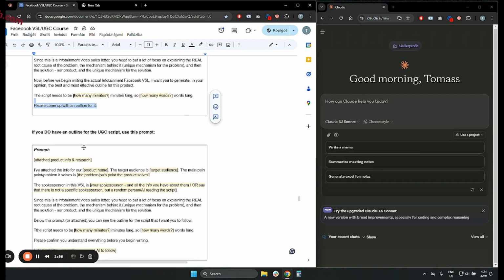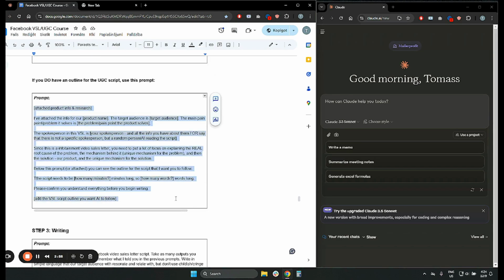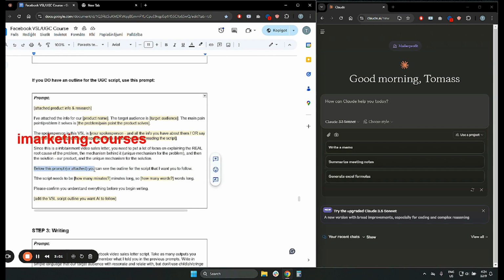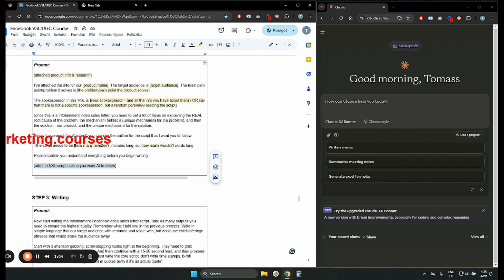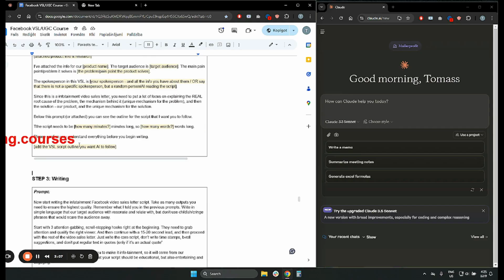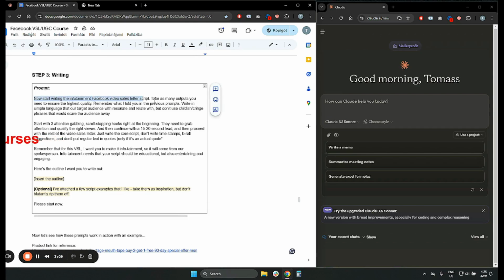But if you have your outline already, you use the same prompt, but you replace the sentence by saying below this prompt, I've attached the outline. Then you attach the outline, and then it basically gives you another confirmation. And then step 3 is basically you begin writing: write hooks, write a lead, and continue with the body.